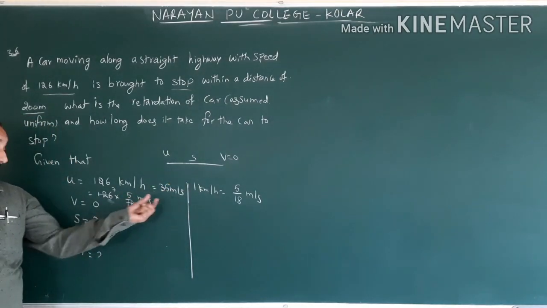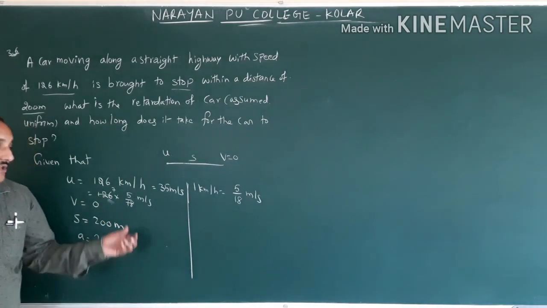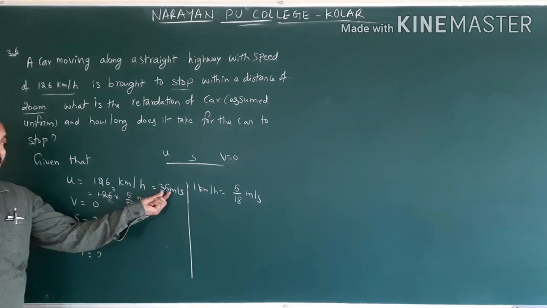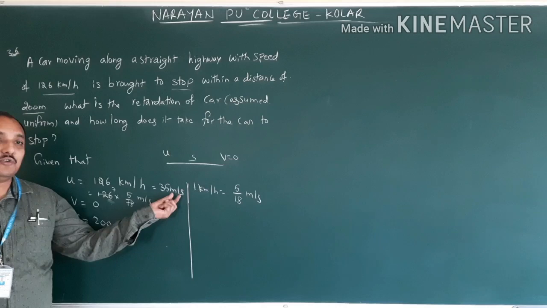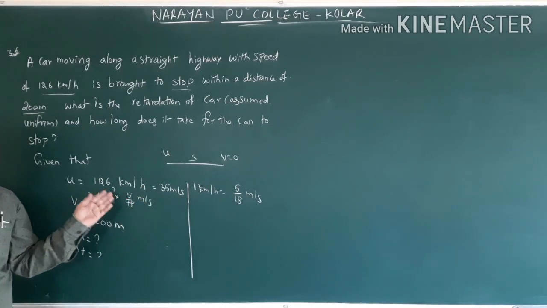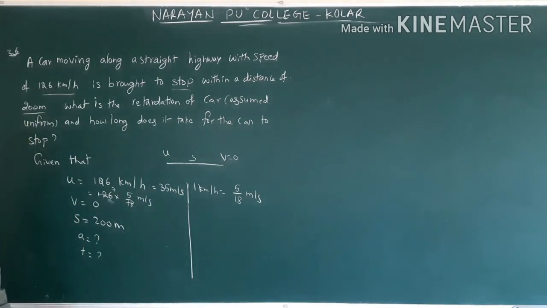Why did we convert? Because they gave the distance in meters. Generally whenever we are solving problems, we should work in the SI system, that is, MKS or SI system. So we should convert into meter per second. If they give centimeters also, we should convert into meters. Millimeters also we should convert into meters.